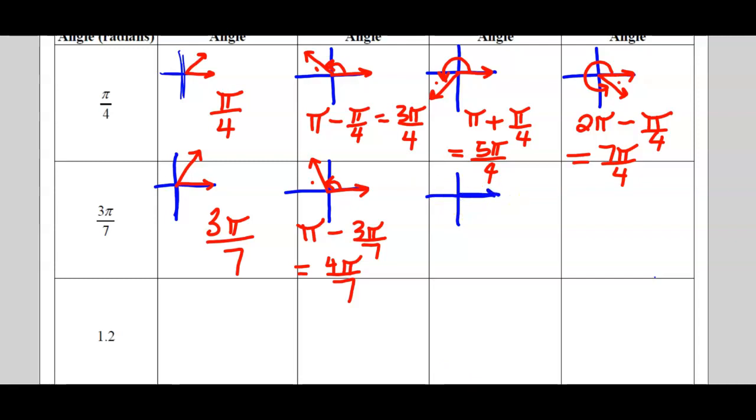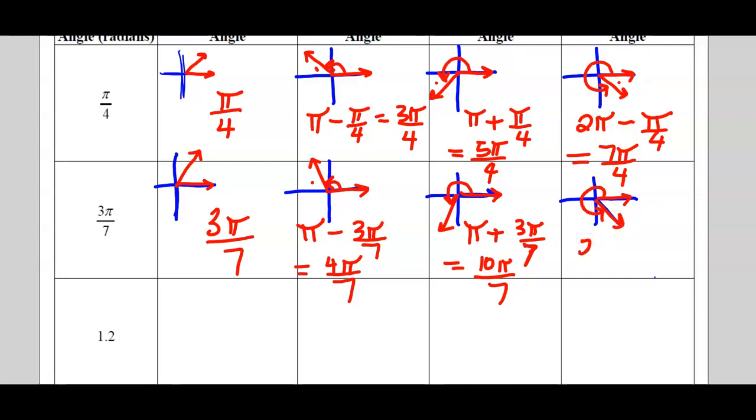Okay, there's your initial arm, terminal arm, in the third quadrant. So we want the angle that's going to be 180 plus the reference, 180, which is pi, plus the reference. So 7 pi over 7 plus 3 pi over 7 is 10 pi over 7. And then last one. So that's going to be here. And that's going to be 2 pi minus the reference. And so 2 pi with a denominator of 7 would be 14 pi minus 3 pi is 11 pi over 7.